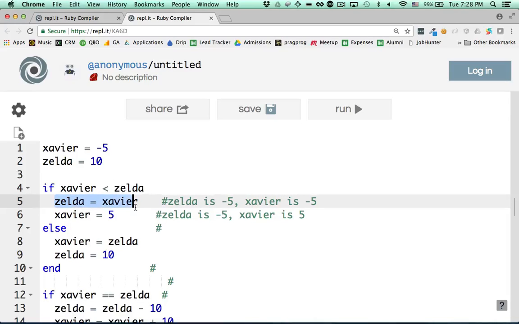Yeah. Okay, so it is going right to left. Yeah, we're saying Xavier, again, it's just a nickname. So Xavier is basically our nickname for -5. So it's as if we had said Zelda equals -5. So we actually haven't changed Xavier in that line. We just referred to it. And now Zelda becomes -5 as well. We're basically saying Zelda should now be whatever Xavier is. Yeah, other questions? No? Okay, this is tricky stuff.